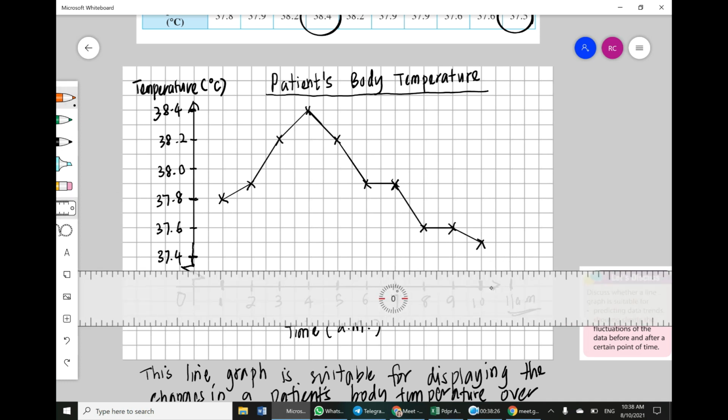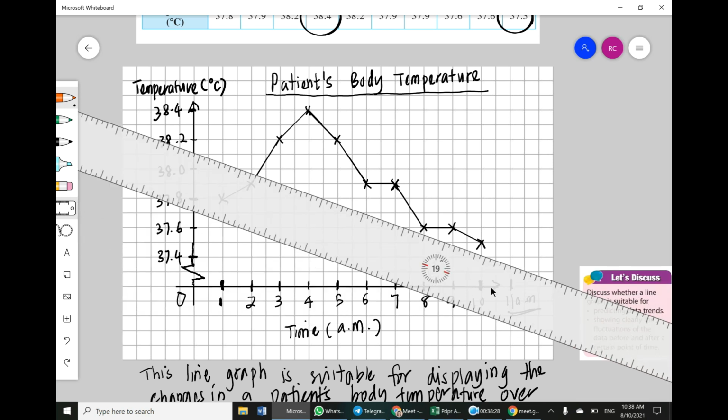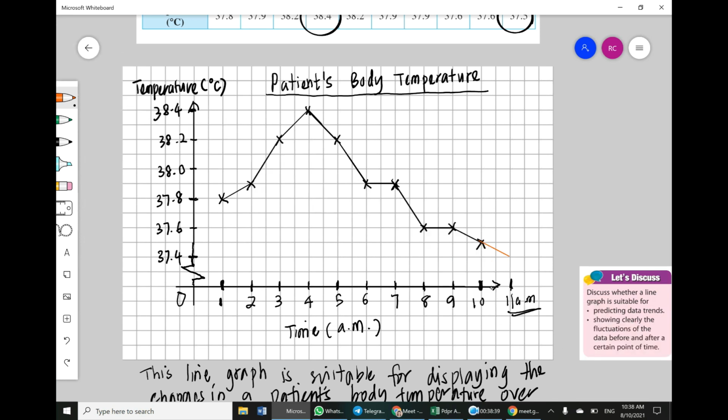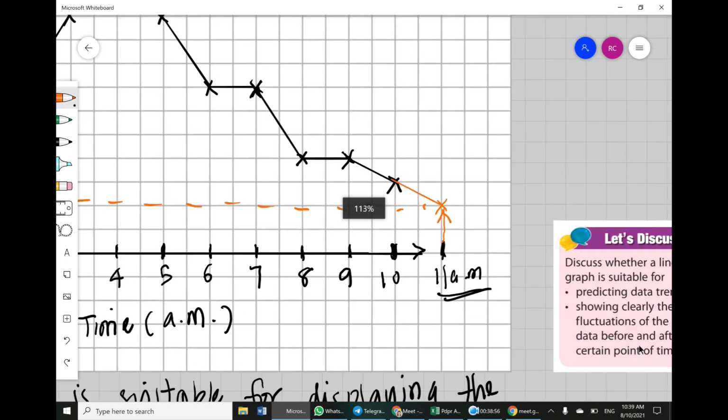For example, I'm going to use the ruler and then I'm going to extend the last line here at the back. 7.4. Somebody got the answer already. Very good. So, after I remove my ruler over here, I can see the reading at 11 a.m. You can see this is the reading here. It is equal to 37.4 degrees Celsius. So, we can predict the data trends using a line graph. So, the first one is correct, yes.